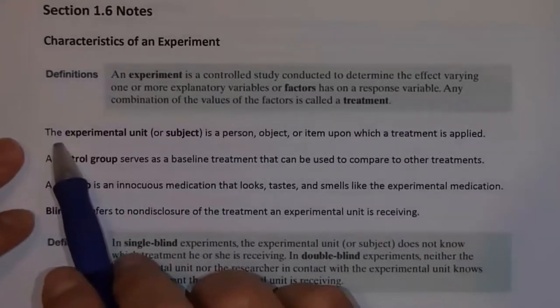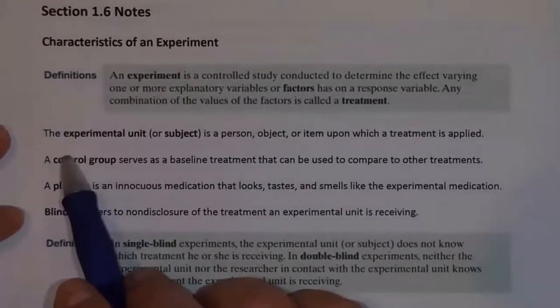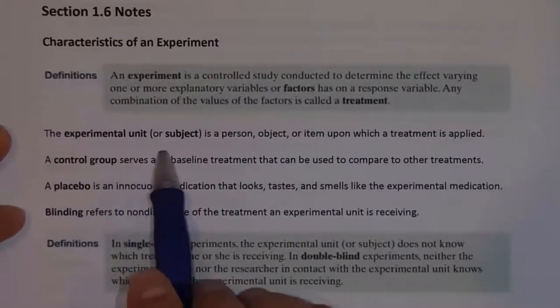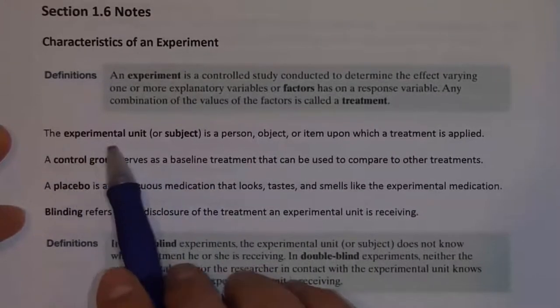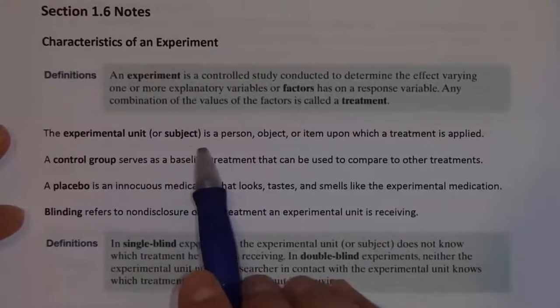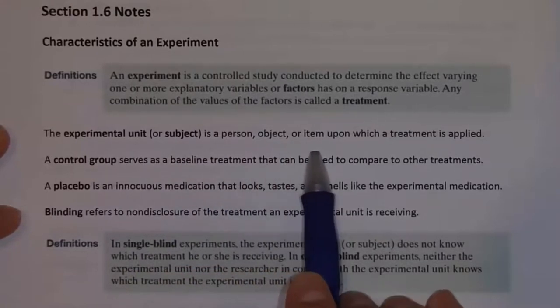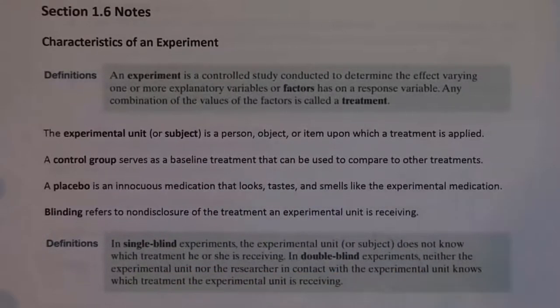So in an experiment, we're going to have experimental units or subjects. So an experimental unit or a subject is a person, object, or item upon which a treatment is applied. So the individuals that we are treating, whether they're people, whether they're plants, whether they're some other kind of object, those are the experimental units or the subjects of our experiment.